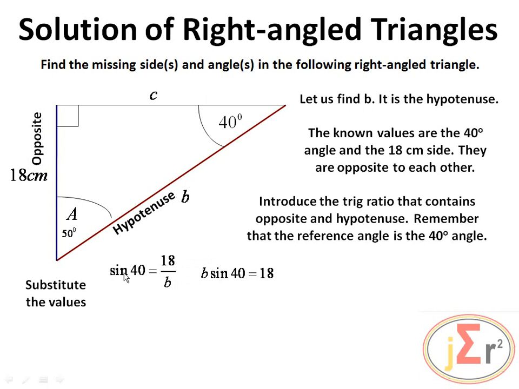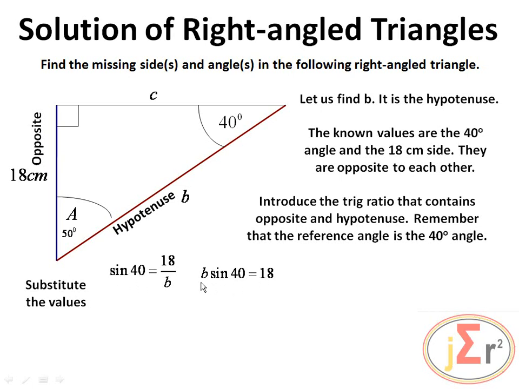That trig ratio is sine. So sine of 40 is equal to the opposite, which is 18, over the hypotenuse, which is B. And of course, that can be transposed: we are dividing here by B, so we are multiplying by B on the other side. So we have B sine 40 is equal to 18, and that is what we have right here.